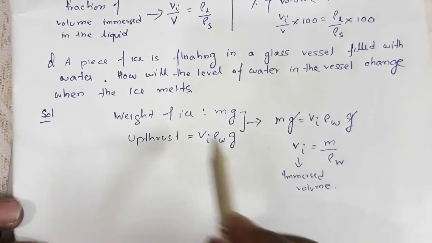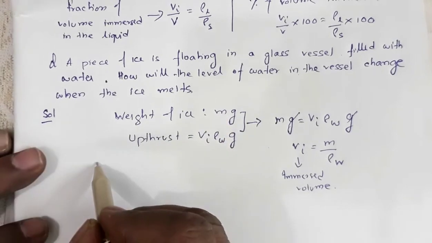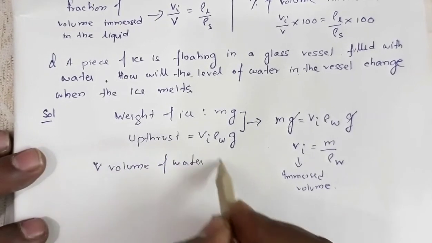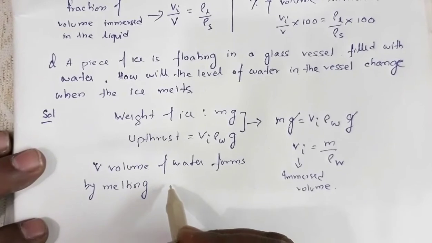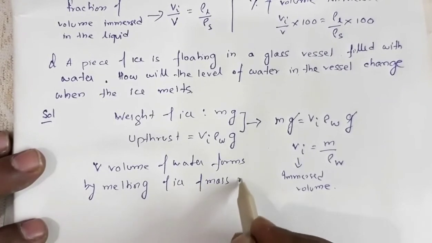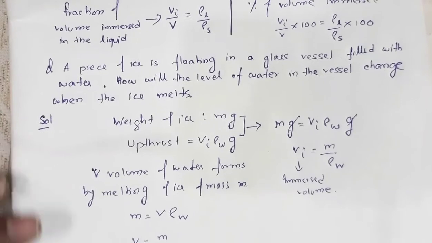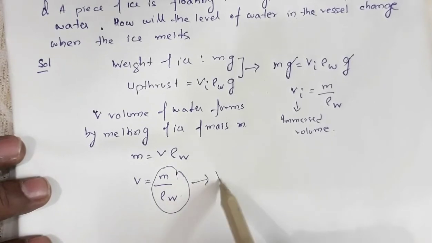Now, when this m gram of ice melts, if V is the volume of water formed by melting of ice of mass m, then m is equal to V into rho W. So that gives V is equal to m by rho W. But m by rho W is equal to the immersed volume.